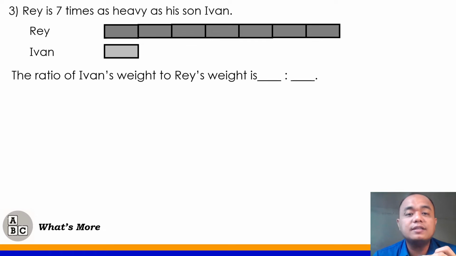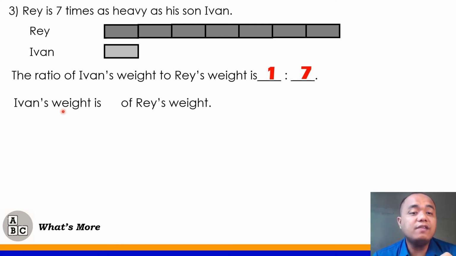Now, let's complete this statement. The ratio of Ivan's weight to Ray's weight is blank is to blank. Now, para masagot natin ito, ano ang unang quantity natin na ibinigay dito sa statement? Yes, ang weight ni Ivan. At yung pangalawang quantity ay ang weight ni Ray. Now, what is the weight of Ivan? Very good, that's 1. How about the weight of Ray? Yes, that's 7. So meaning the ratio of Ivan's weight to Ray's weight is 1 is to 7.